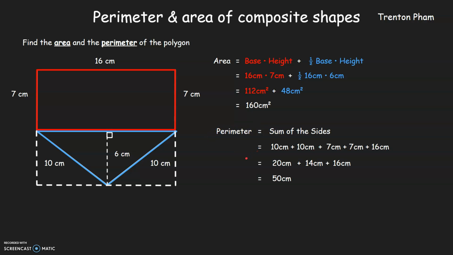And notice how we only put centimeters here instead of centimeters squared, as area records the 2D space of the polygon and perimeter is just the 1D measurement around just the length of the perimeter.